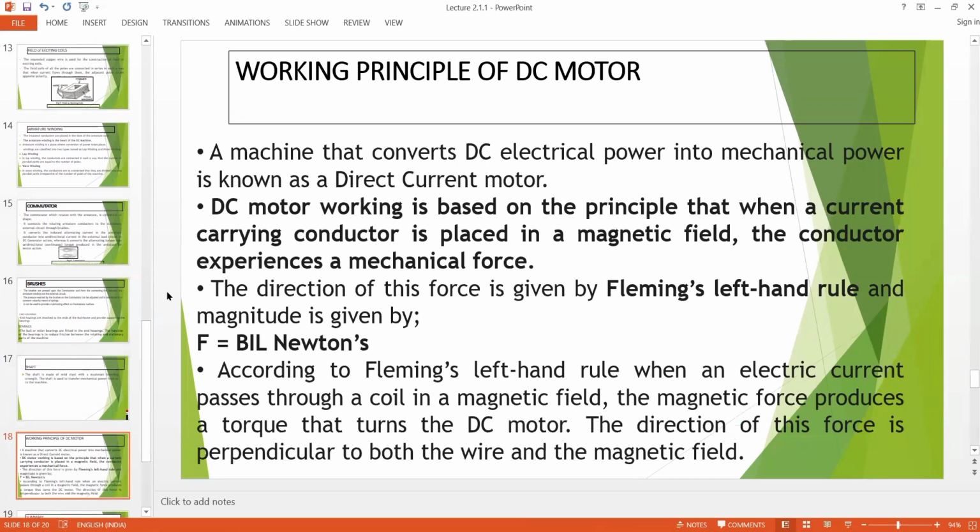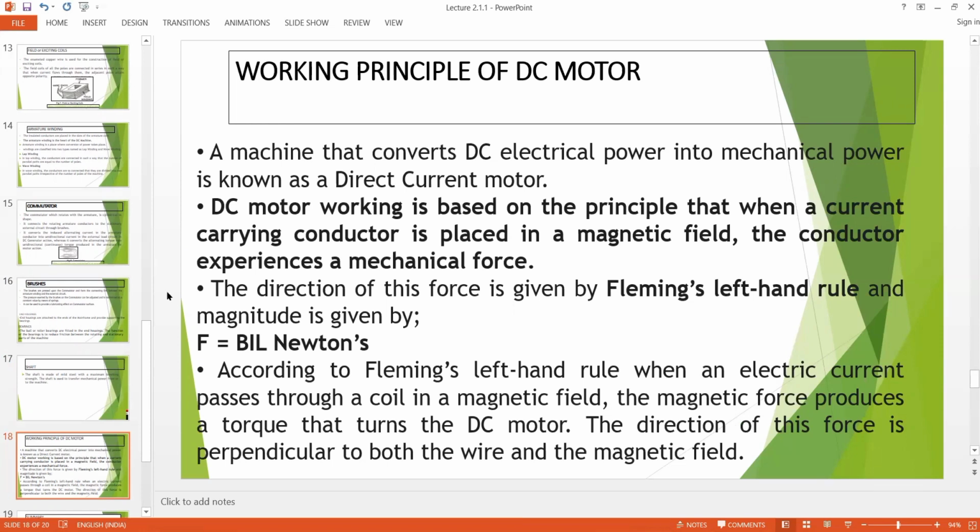Now let's talk about the working principle of the DC machine. A machine which converts DC electrical power into mechanical power is a DC motor, and its law is Fleming's law. Whenever a current carrying conductor is placed in a magnetic field, it experiences a mechanical force. I'm not saying it is EMF. EMF is induced in the case of Faraday, but the direction of this force is given by Fleming's left-hand rule.